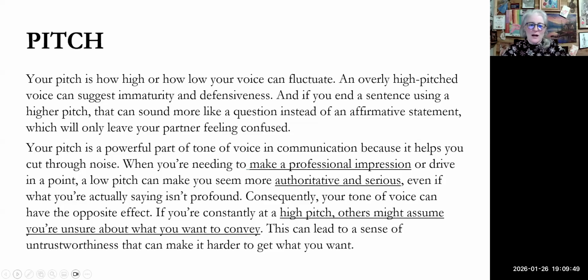Your pitch is how high or how low your voice can fluctuate. An overly high-pitched voice can suggest immaturity and defensiveness. And if you end a sentence using a higher pitch, that can sound more like a question instead of an affirmative statement, which will only leave your partner feeling confused.